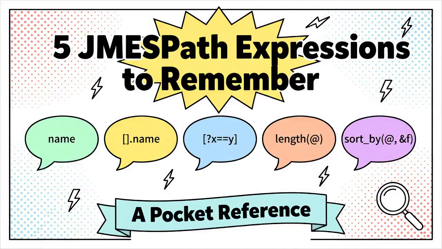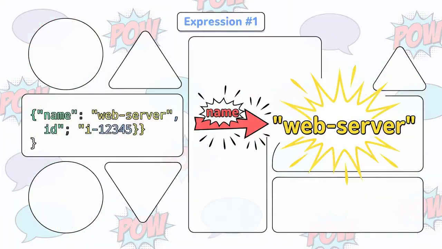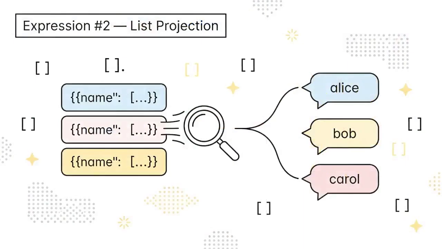JMESPath is the JSON query language baked into the AWS CLI, Azure CLI, and dozens of other tools, and 5 expressions cover almost every shell pipeline you will ever write. Expression number 1 is just the field name itself, like name or id. It is a simple projection that dives into a top-level key and returns the raw scalar value. Nothing more, nothing less.